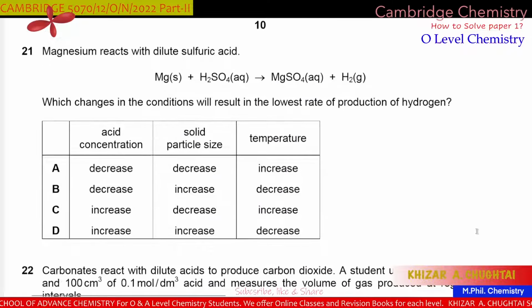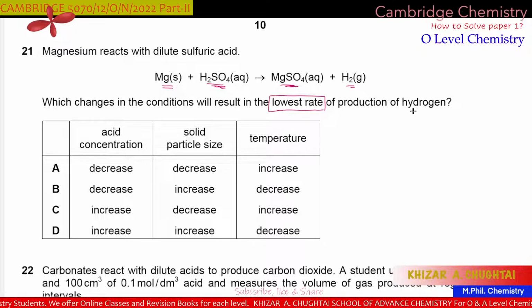Question number 21. Magnesium reacts with dilute sulfuric acid. Here is the equation: magnesium solid reacts with dilute sulfuric acid, H2SO4, to make MgSO4 and hydrogen. So this is metal, acid, salt and hydrogen gas. Which changes in the conditions will result in the lowest rate of production of hydrogen?